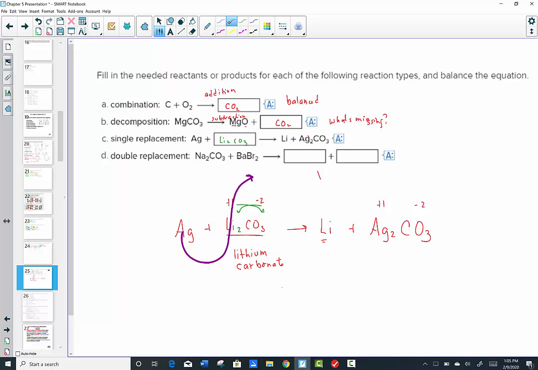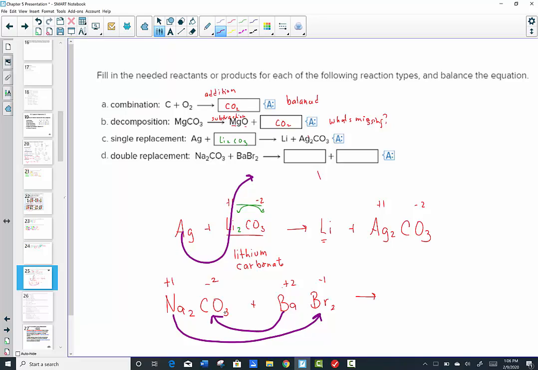One more, a double replacement. We're given sodium carbonate. Now sodium is a +1, carbonate a -2. Use your polyatomic chart. If you still don't have those memorized, your carbonate, CO3 -2. And it's going to have barium, bromide, BaBr2. Now the double replacement says the sodium goes to bromide, barium goes to carbonate.